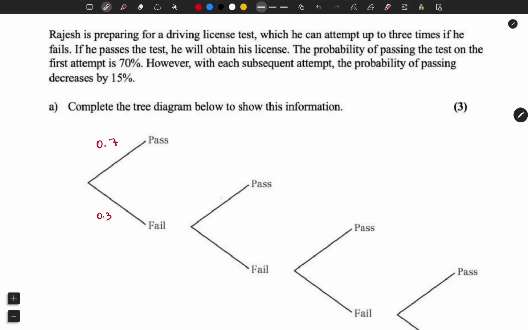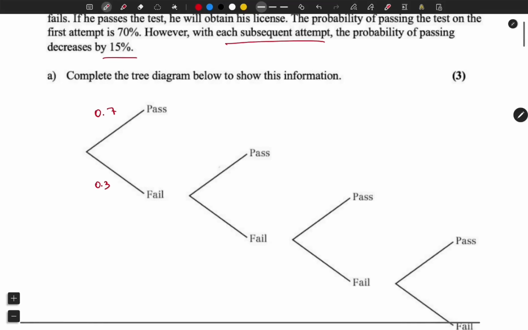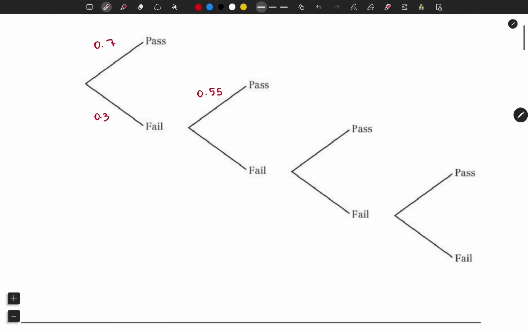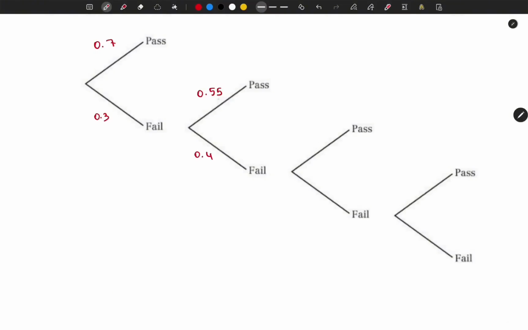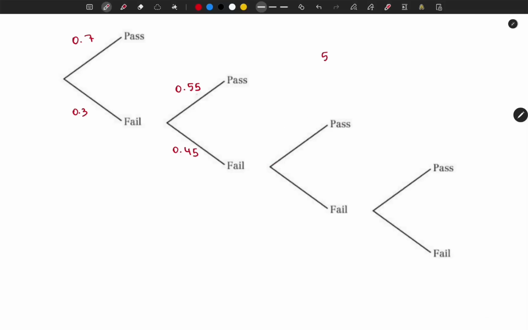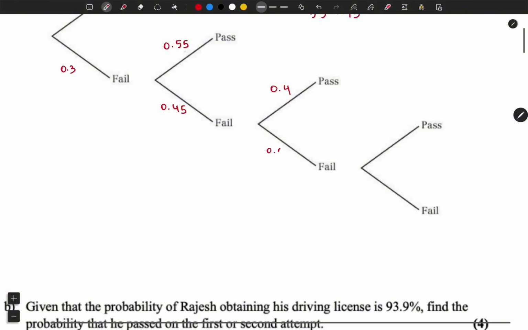However, with each subsequent attempt, the probability of passing decreases by 15%. So in this part, this will be 70% minus 15%, which is equal to 55% or 0.55. So automatically, this will be 0.45. And for the next part, it will be 55 minus 15%, which is equal to 40% or 0.4. So this will be 0.6.